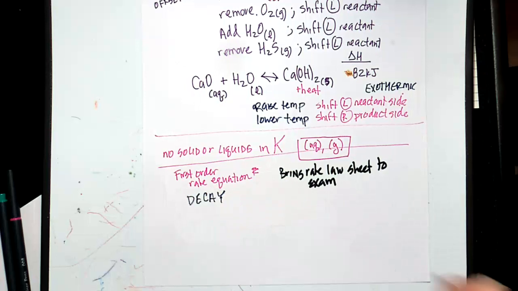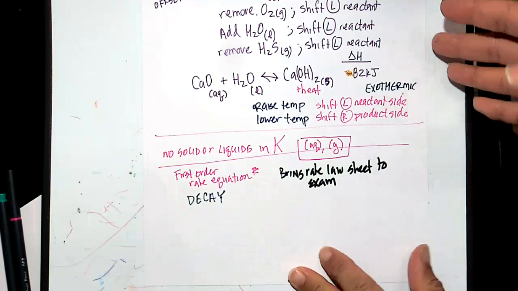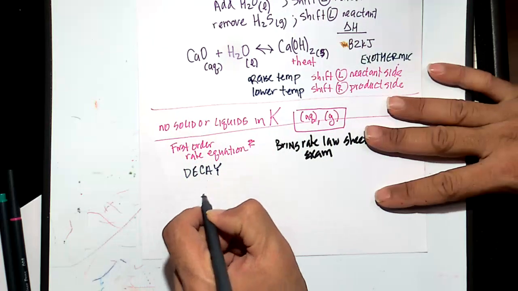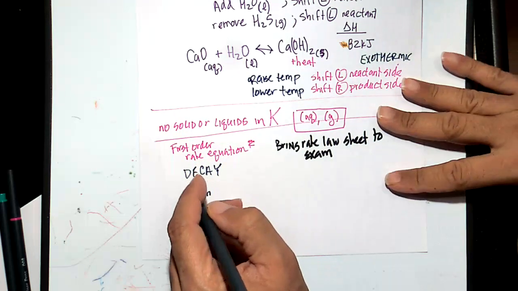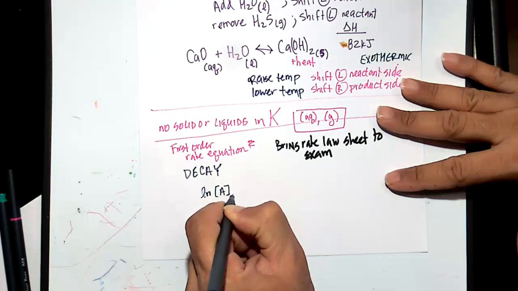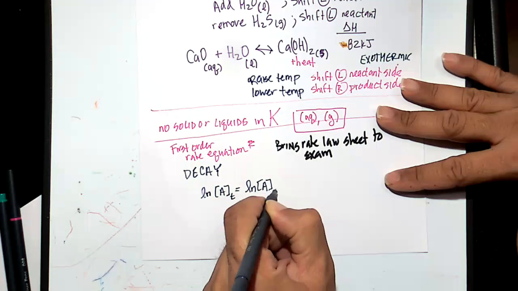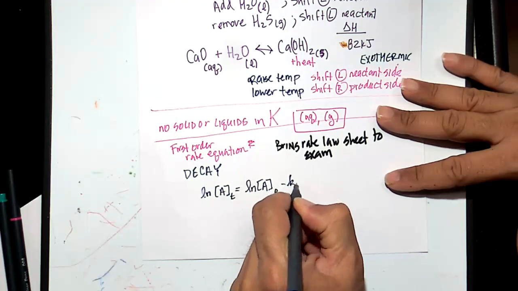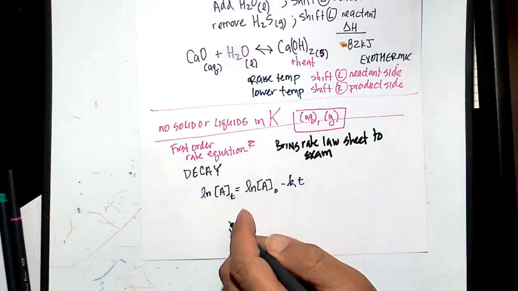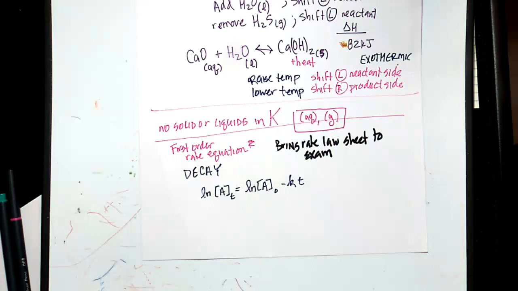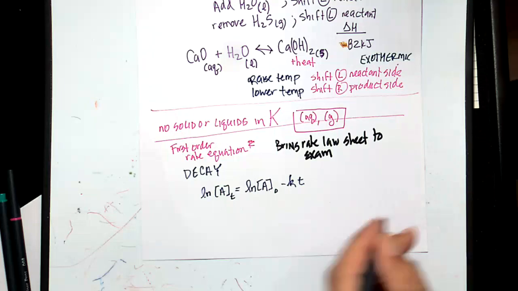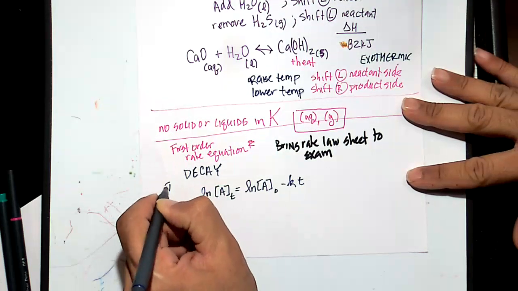Are you going to decay with zero order kinetics? First order kinetics? Second order kinetics? If you're going to decay with first order kinetics, here's the equation that you will use. Again, I just copied it from our sheet. Natural log of the concentration of A at some time t equals natural log of the initial concentration minus kt. This is for first order decay.